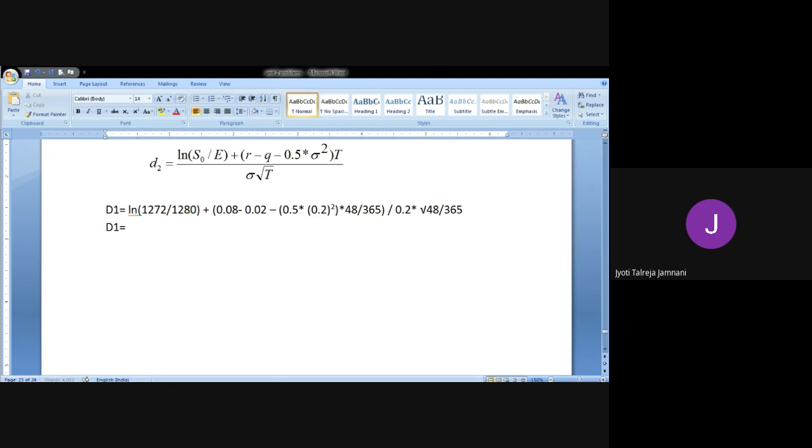So d1 is equal to natural log of 1272 divided by 1280. See how much you get? Minus 0.006269. See if you're getting this.